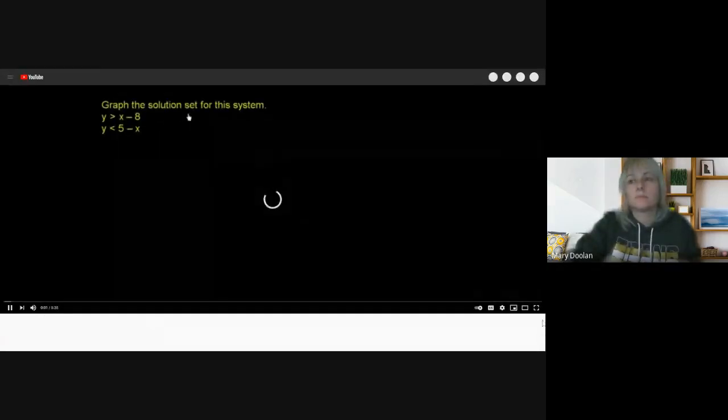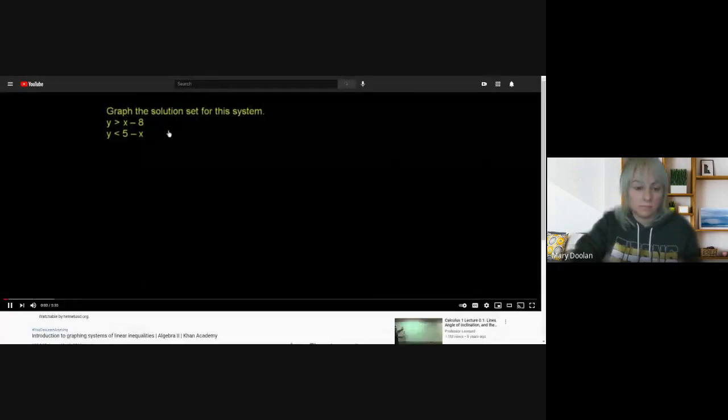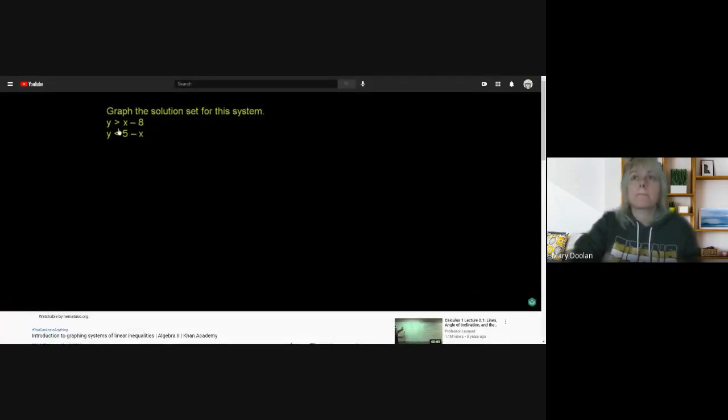Graph the solution set for this system. And it's a system of inequalities. We have y is greater than x minus 8, and y is less than 5 minus x. So let's graph the solution set for each of these inequalities. And then essentially where they overlap is the solution set for the system, the set of coordinates that satisfy both.